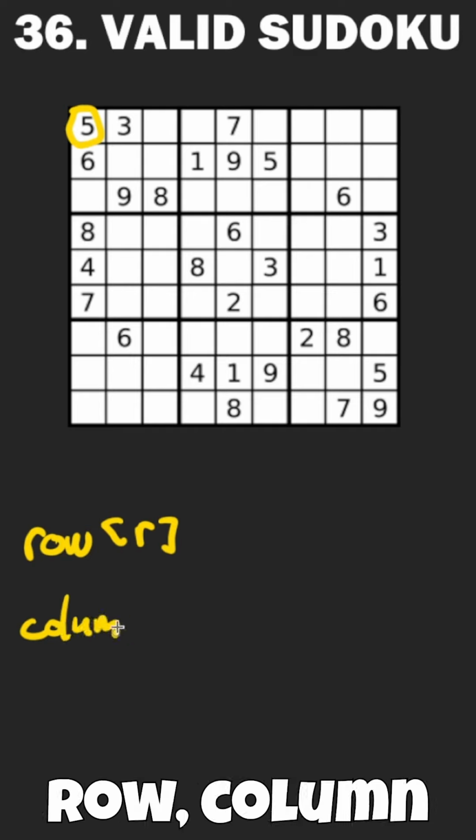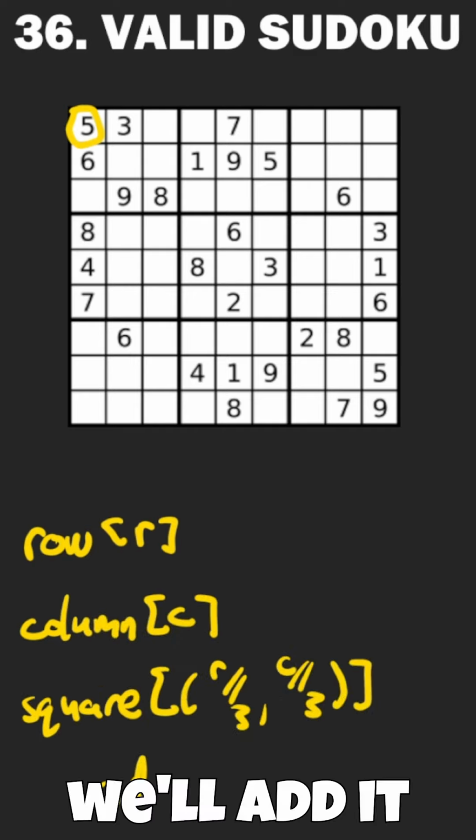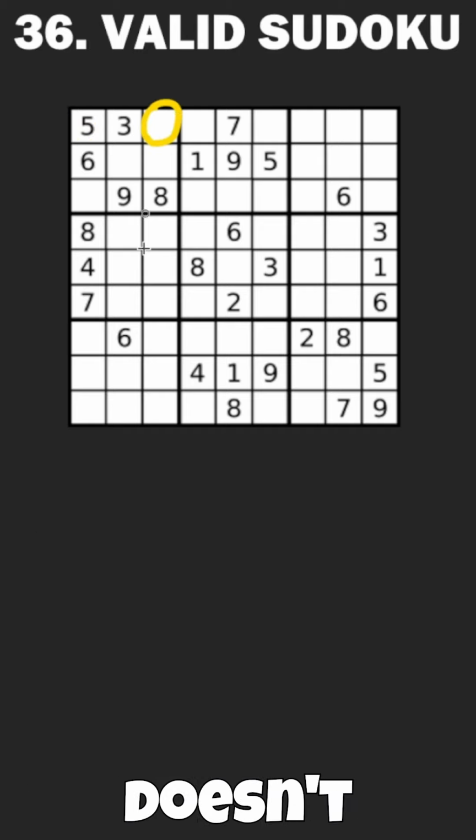We will check if the corresponding row, column, and square set contains our value. If it does, then we have a duplicate value and will return false. Otherwise, we'll add it to the sets and continue. If we see a blank square, we'll just continue as it doesn't interfere with our valid Sudoku.